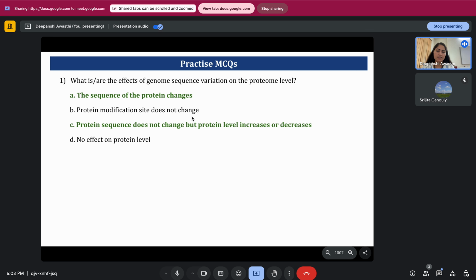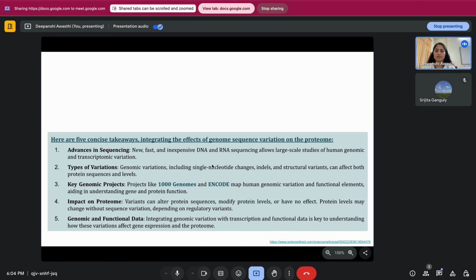Whereas for protein modification site does not change, it is not always the condition, because in certain scenarios, if an amino acid gets changed, it can also interfere with the protein modification sites, because there are certain amino acids which are attributed to certain types of post-translational modifications. If those amino acids get changed, the modification won't take place, and in the same way the modification site will get changed. So option B was not correct. Similarly, for no effect on protein level, we cannot say that there will always be no effect, because there are chances where protein levels can also change. That's why option D was also not right.